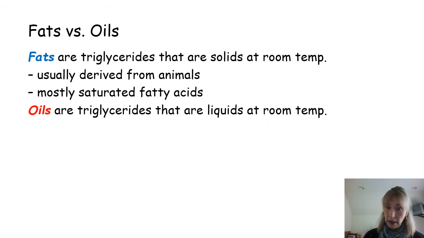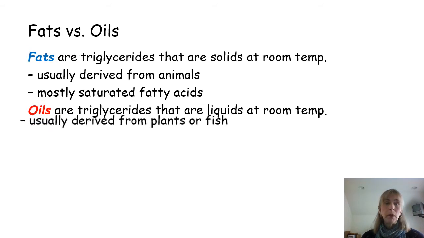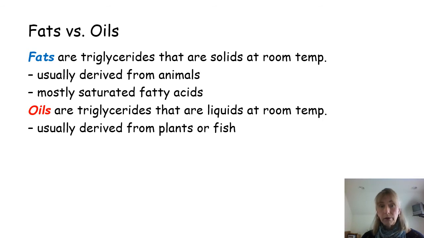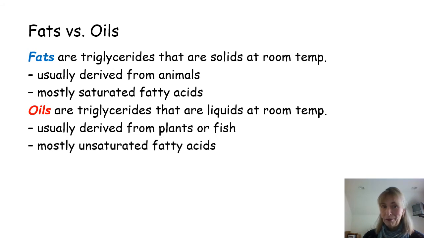Oils, on the other hand, are triglycerides that are liquids at room temperature. The oils are usually derived from either plants or fish, and the oils are mostly unsaturated fatty acids, which means lower melting point. So at room temperature, they will be liquids. Our discussion about melting points earlier goes hand in hand with the difference that we're seeing between fats and oils.